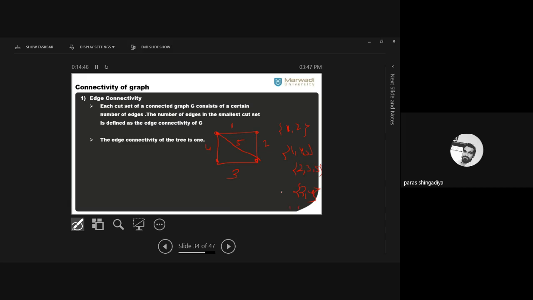And now let's finish this one, and then we'll discuss vertex connectivity next time. Clear? So the edge connectivity of a tree is 1. What is the meaning of tree? It is a connected graph without any cycle. That is one graph of a tree. So for any tree, with any number of vertices, what will be the edge connectivity? It is 1. Clear? By using a single edge only, we can make the graph disconnected. Okay, let's create one tree here.